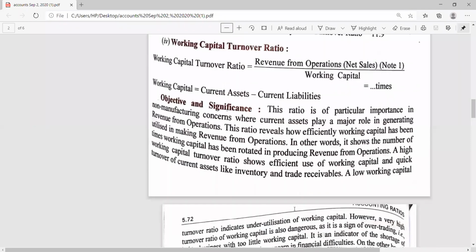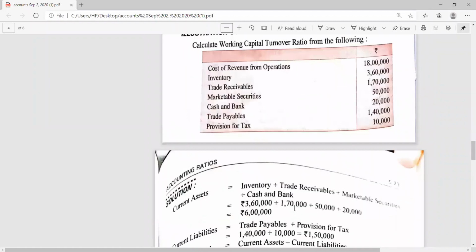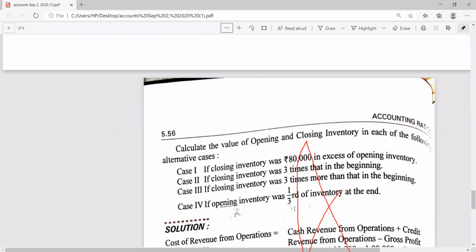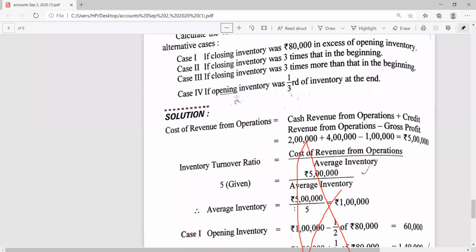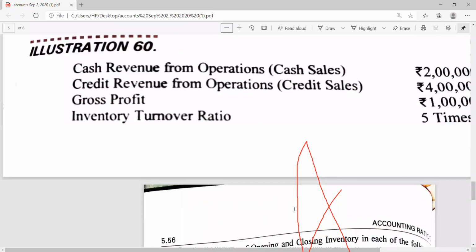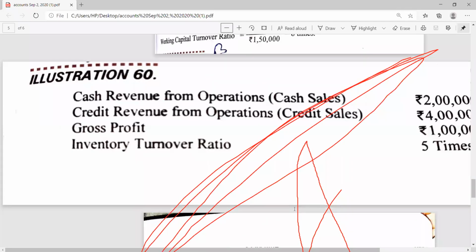See, yesterday I got a query related to calculation of inventory. There is a question, illustration number 16. In the 60th illustration, it is given over here.